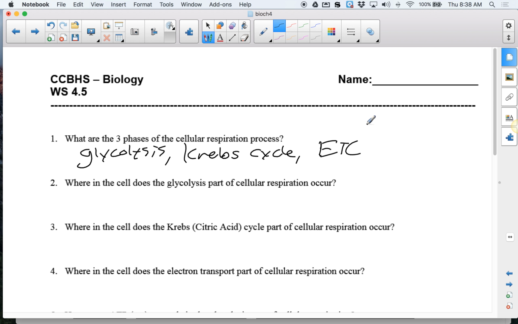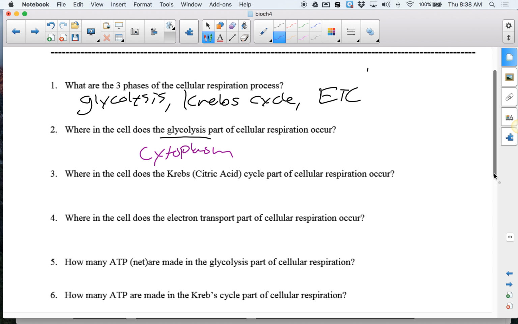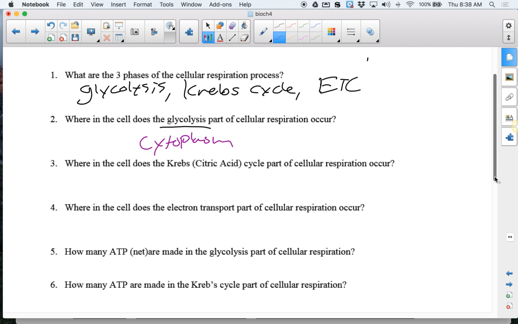So where in the cell does the glycolysis part of cellular respiration happen? In the cytoplasm. Okay, and we know that because bacteria cells can still do glycolysis, and they don't have mitochondria. So the Krebs cycle, that's going to be in the mitochondria. And so is the electron transport chain.